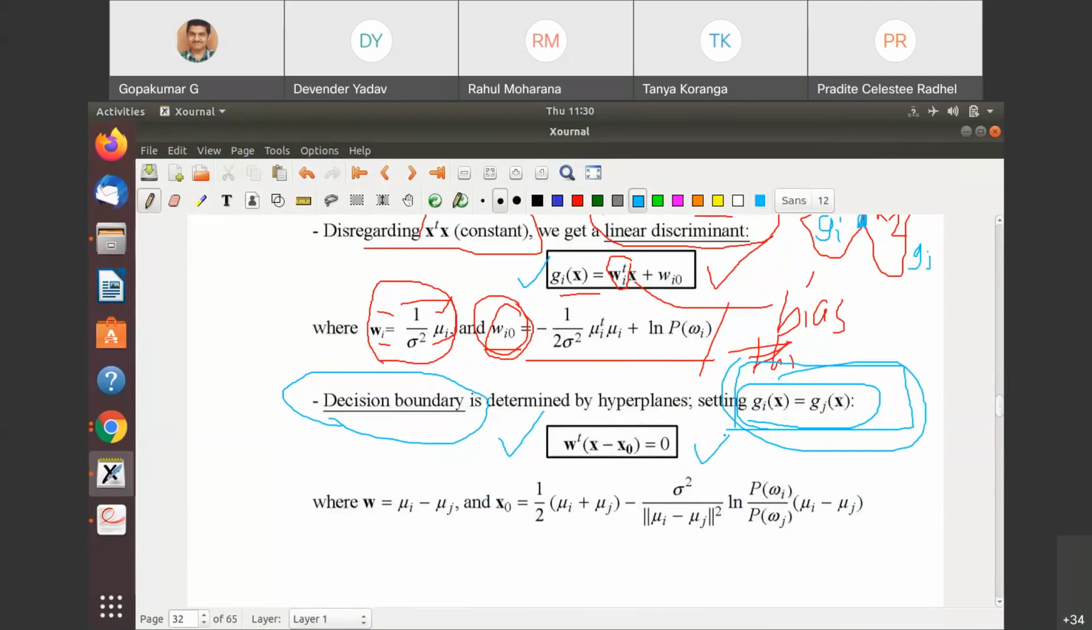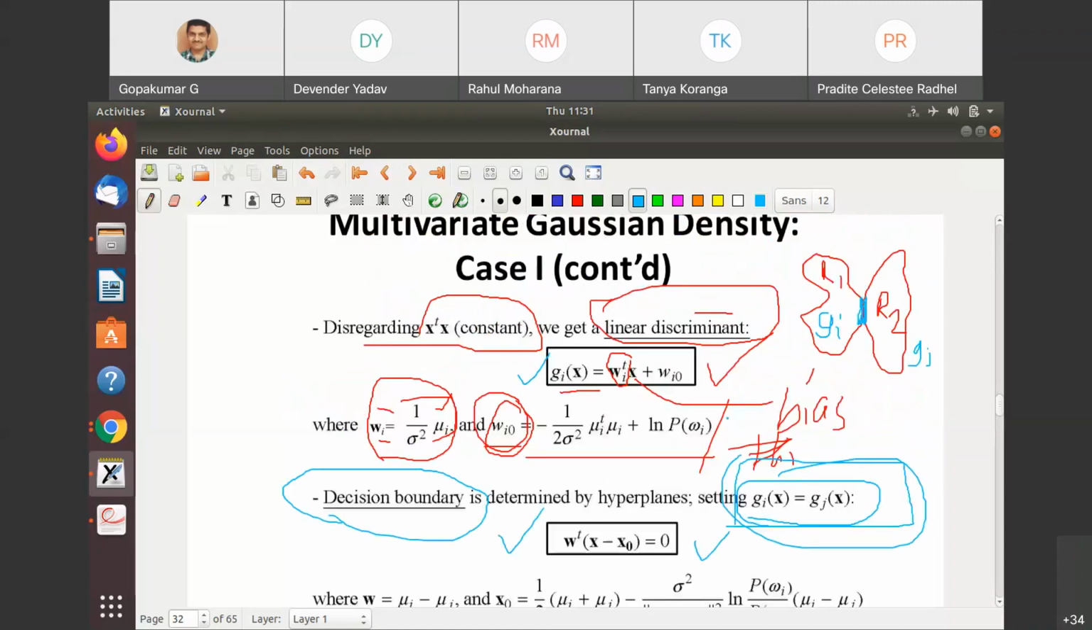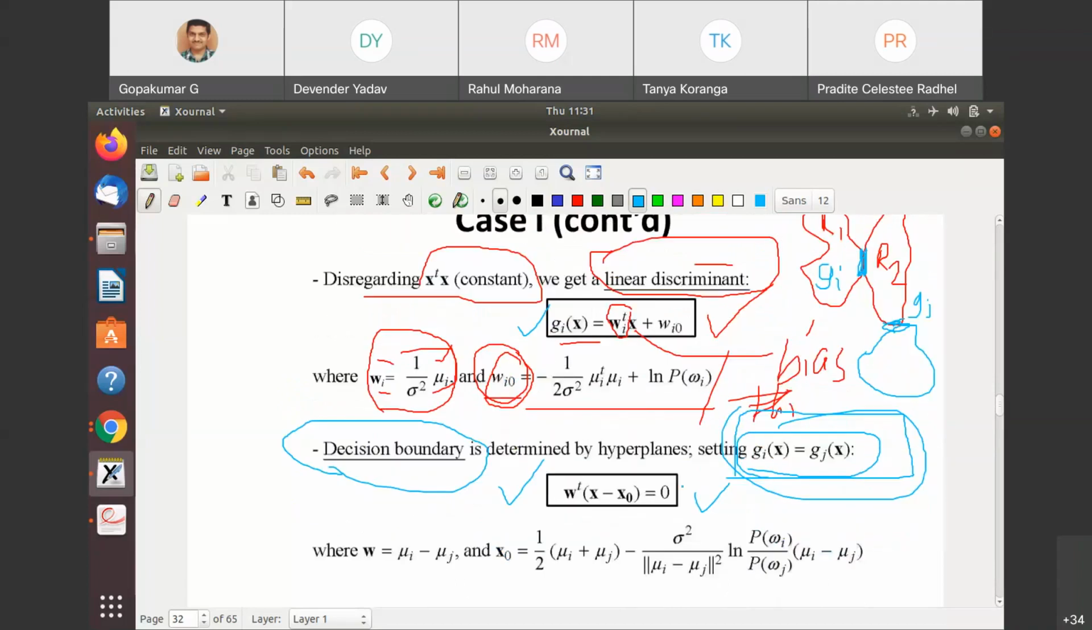This is a two class classification case that we are discussing, but it can be extended to, say for example, a region 3. Suppose region 3 is coming here, then in the same way, at this particular decision boundary we have g2 of x equal to g3 of x. Like that we can find out the decision boundaries accordingly.